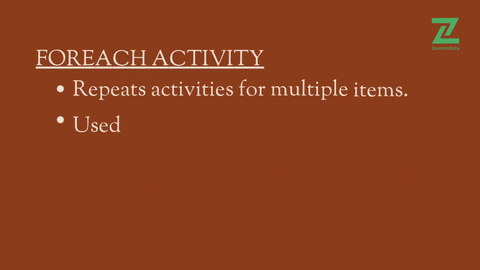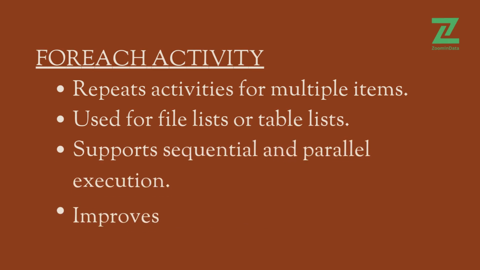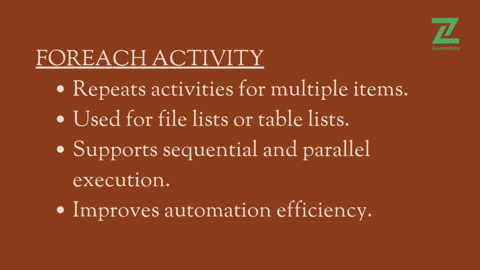The for each activity is used to repeat activities for multiple items, such as files or table names. It supports both sequential and parallel execution. For each activity improves automation efficiency and reduces manual effort.